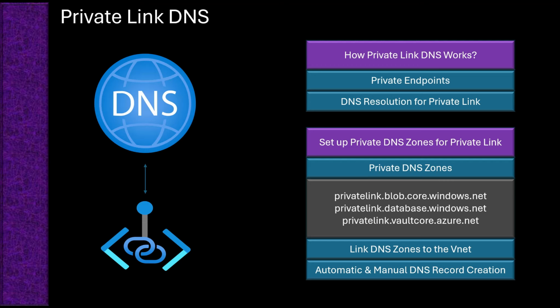Overall, by setting up Private Link DNS, you ensure that private endpoint traffic securely reaches the correct resources without requiring public IPs. This capability offers an extra layer of security and simplicity for Azure-based applications and services.